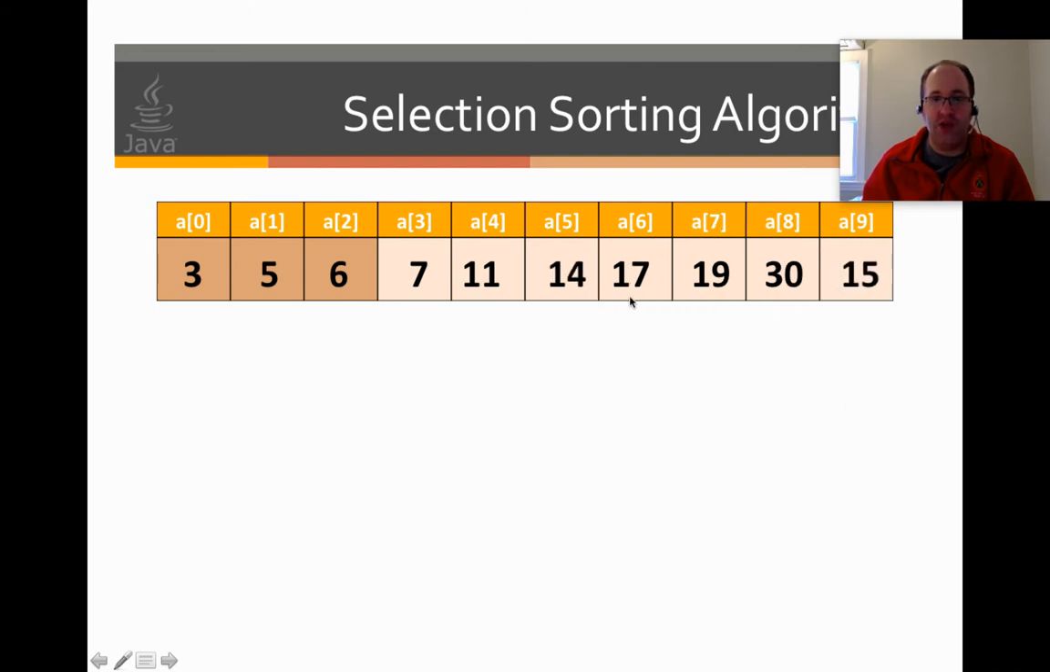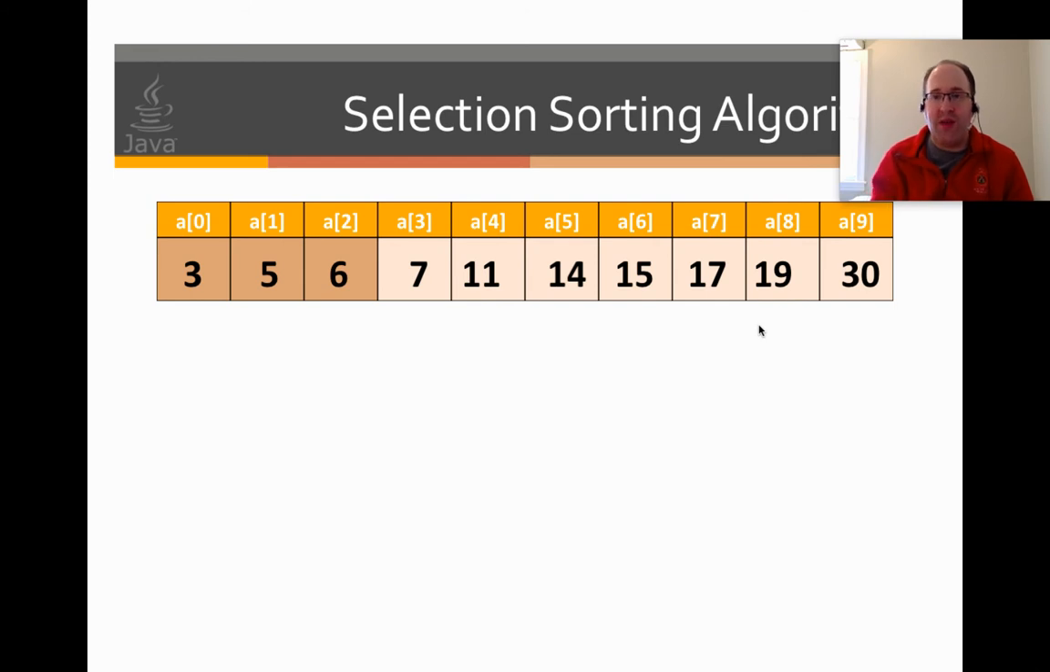Now we're looking at position 6. The 15 and the 17 have to swap. We're now looking here at position 7. The 17 belongs there. And in position 8, the 19 belongs. Okay? So those are basically the mechanics of the selection sort.